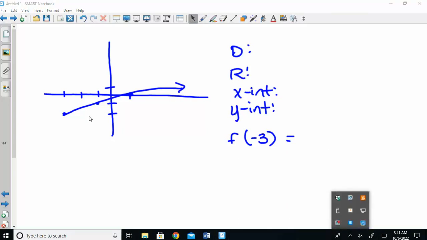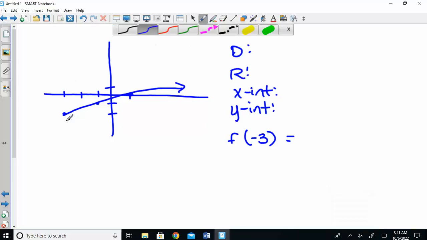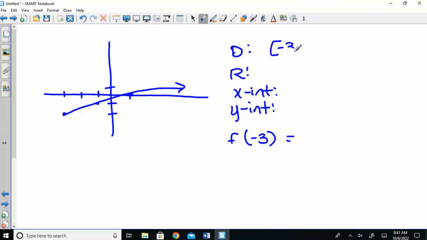So domain. Domain goes left to right. So this thing starts at -3, closed circle so it's a bracket, and it keeps going forever so it goes to positive infinity. Infinity always gets a parenthesis. Range, we go from the bottom up, so the lowest point is -2, and it keeps going up forever, so -2 to infinity.